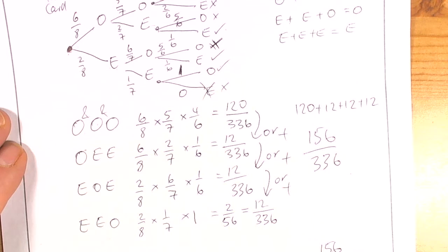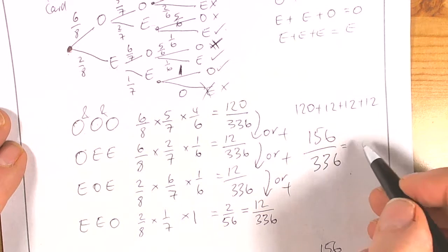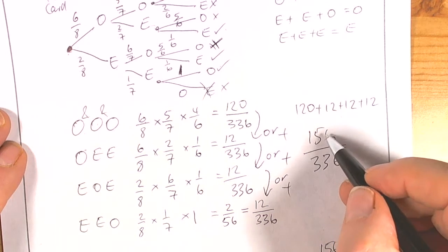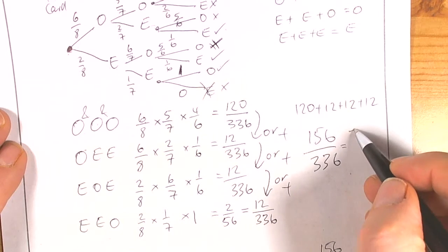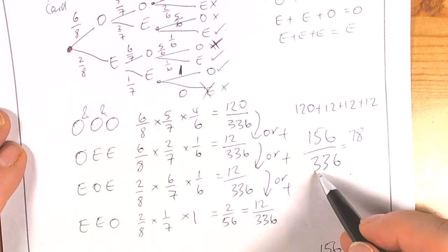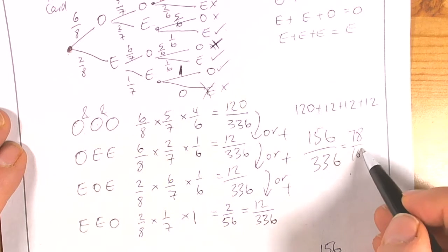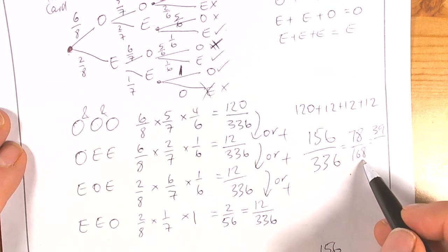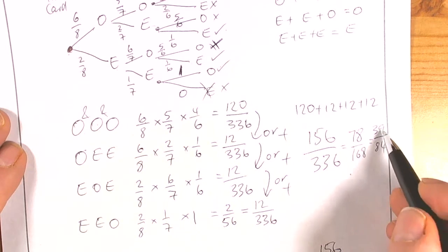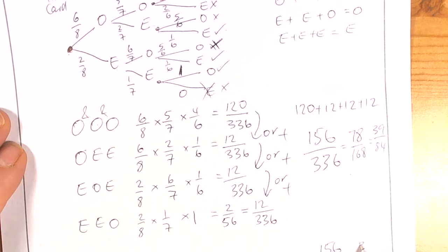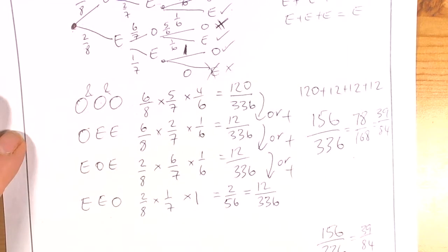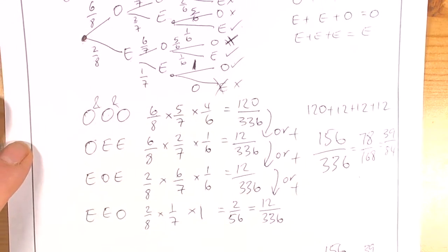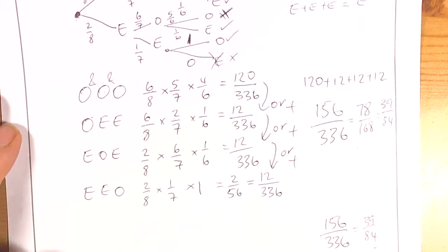Again, we'd look to see if this cancels down. Well, they're both even, so that's going to be 78, and that's going to be 168. Both even again, so 39 over 84, so 39 84ths. Okay, so that would tell us the probability of getting an odd total.